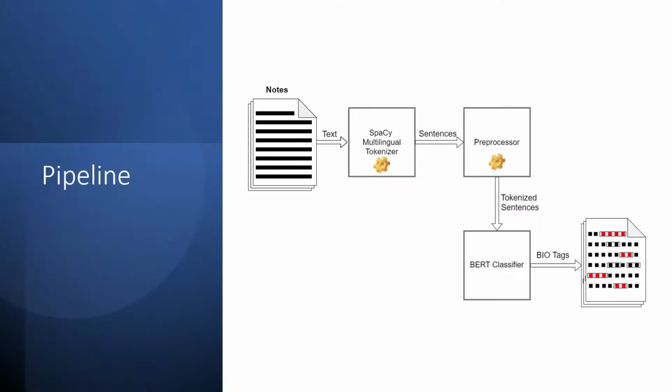System description. Our system is a combination of several steps. First, we pass the text to a spaCy multilingual tokenizer. We then pass these tokenized sentences to a preprocessor. This preprocessor processes the data and passes the output to a BERT classifier, and finally the BERT classifier decides which tokens belong to an entity and which do not.